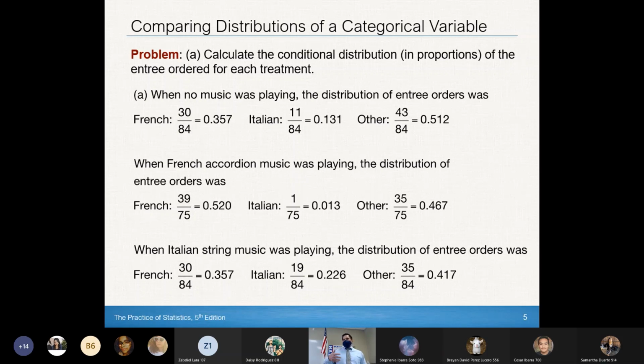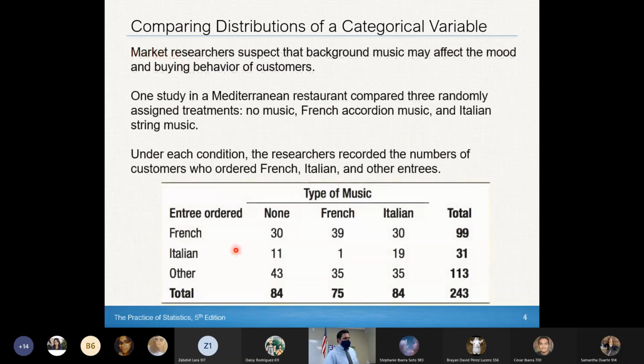The condition is the type of music, all right? And so that's how we get the denominator values essentially, right? 84, 75, and 84. The totals from the three different columns.